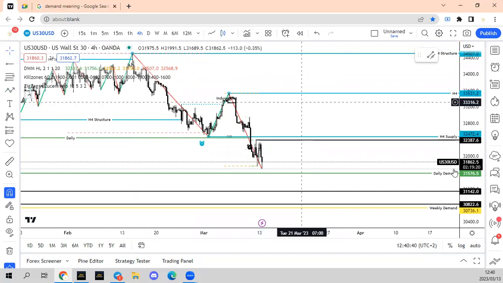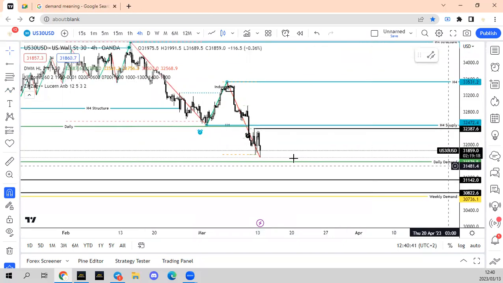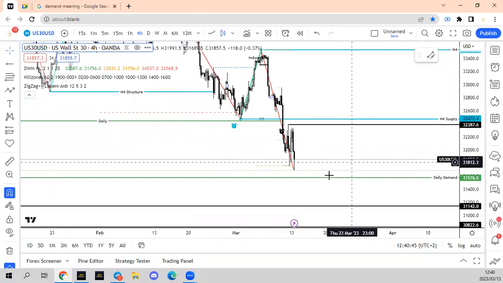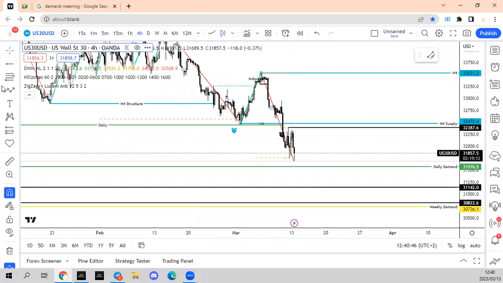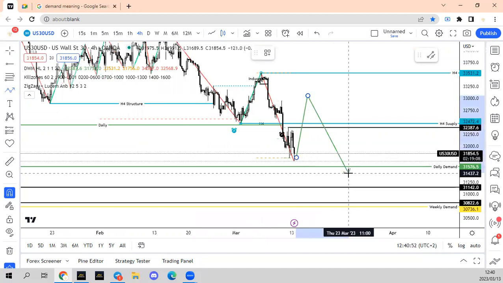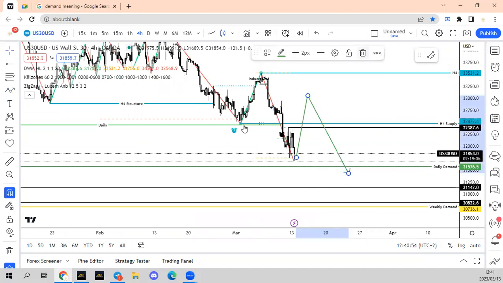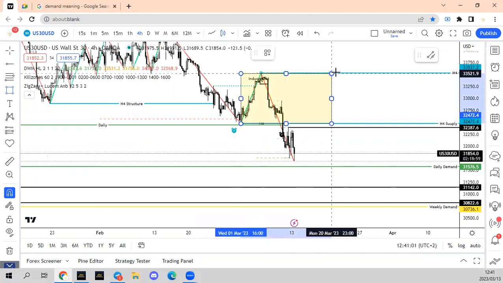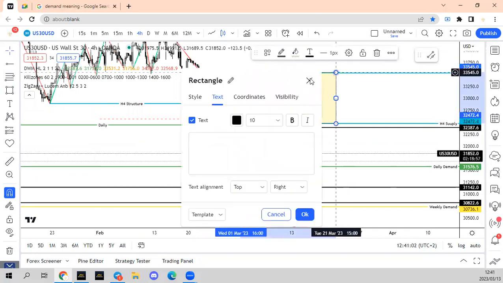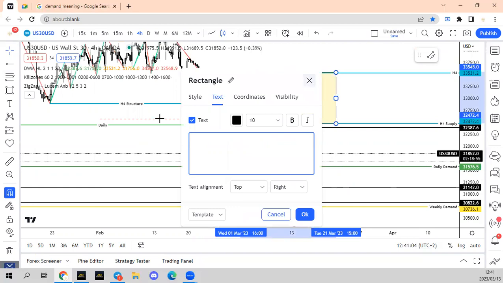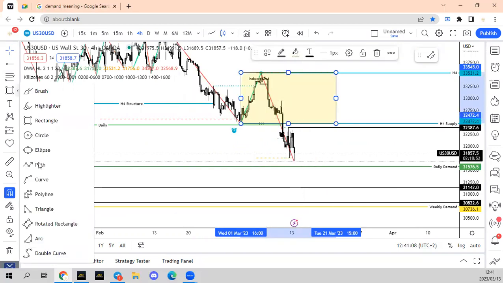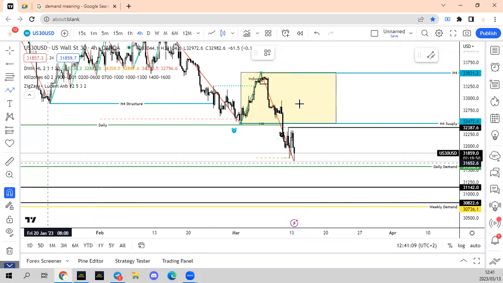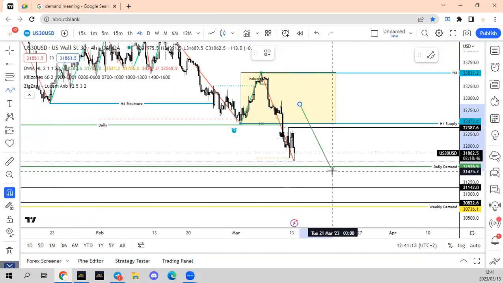But now let's see the possibilities of how they can get here. What if they take their time to get here? What if they just do this first, then do this? So we also have this supply here, that if in case they come up here and give us distribution, we can sell from this supply inside those demand areas.